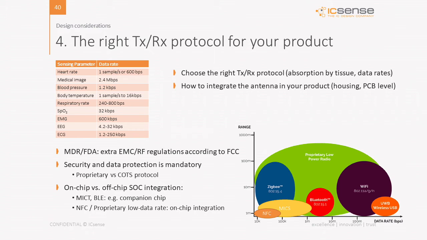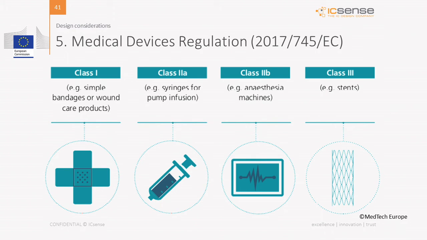Also, as I said, regarding the on-chip versus the off-chip integration, we prefer Bluetooth Low Energy, the MICT, more as a companion, while we see that lower data rates like NFC or more proprietary low data rate protocols can be integrated on your mixed signal ASIC.